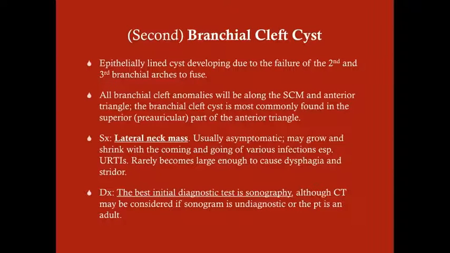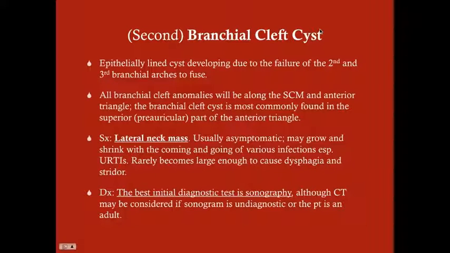Okay, the branchial cleft cyst. Usually when you hear it referred to as just the general branchial cleft cyst, what they're actually referring to is the second branchial cleft cyst. Yes, you can get branchial cleft cysts from other branchial arches, but the most common one, almost 90% of them, are caused from a failure of the second and third branchial arches to fuse. This results in a remnant cyst, and it's an epithelial-lined cyst. That's the second branchial cleft cyst. So if you hear branchial cleft cyst, usually they're referring to the second branchial cleft cyst.